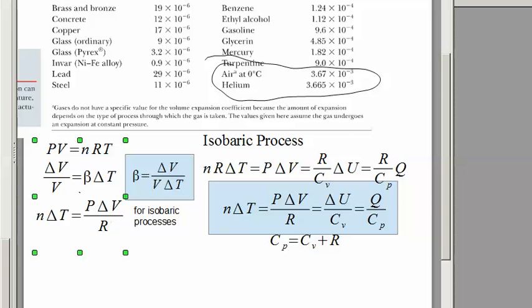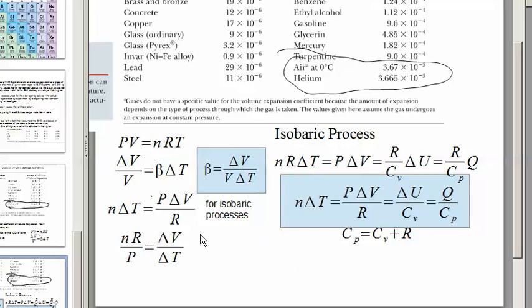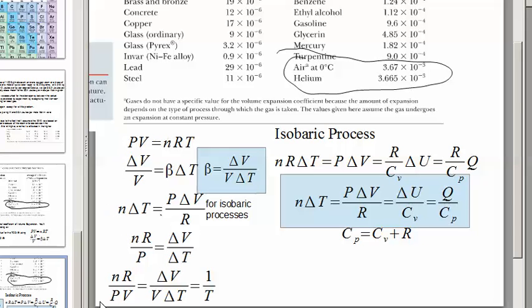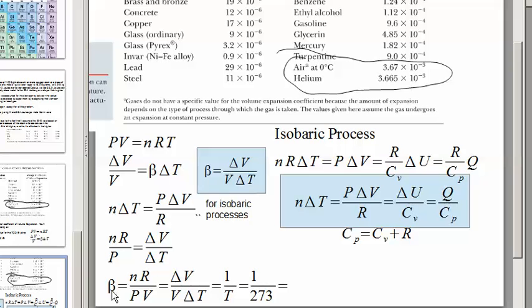This comes from the ideal gas law. We can get the delta V over delta T out by multiplying both sides by R over P, and then dividing both sides by the volume, and we'll have nR over PV. And nR over PV turns out to be, because PV equals nRT, just 1 over the temperature. So that's kind of cool, because that's what our beta is.